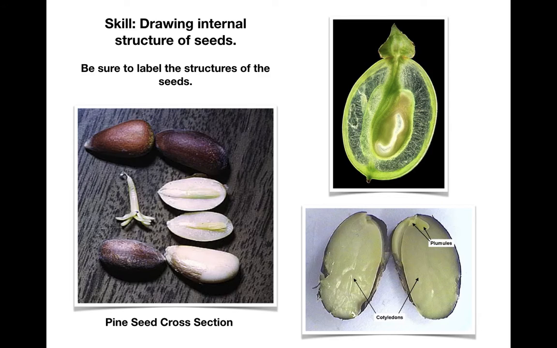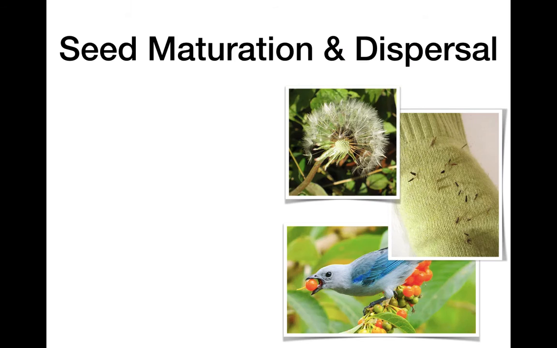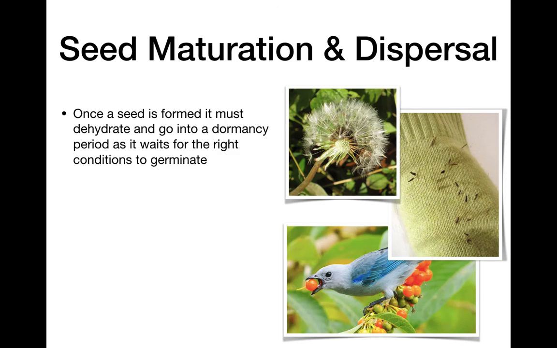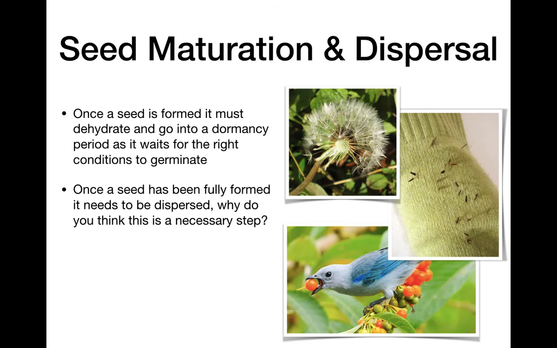Okay. Next thing here, we're going to talk about after the seeds are formed. Once a seed is formed, it has to be dehydrated so it can become dormant until the right conditions to germinate. So we want to have the right light, the right pH, the right temperature, the right amount of moisture, all those things to germinate a seed. Once a seed is fully formed, it needs to be dispersed. So dispersal means sending the seed to a new environment, a new place.